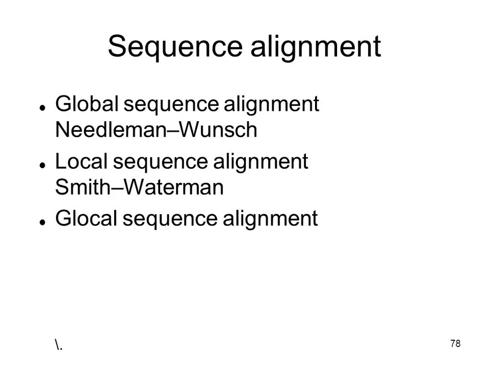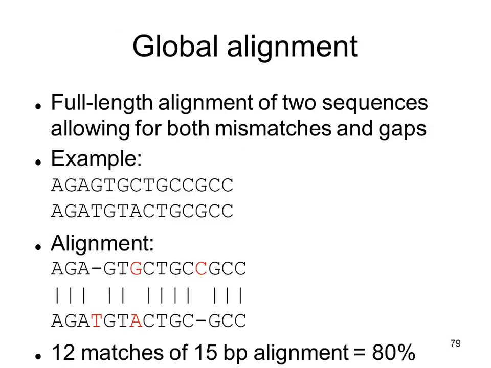Pretty much they can be divided into three different groups. The first is called a global sequence alignment, otherwise known as the Needleman-Wunsch algorithm. Then you have a local sequence alignment, or the Smith-Waterman algorithm. The Smith-Waterman algorithm is probably better known as BLAST. Essentially, BLAST uses the Smith-Waterman algorithm to do a local sequence alignment, and BLAST, in fact, is a local sequence aligner. And then you have a hybrid of the two, which is called glocal sequence alignment.